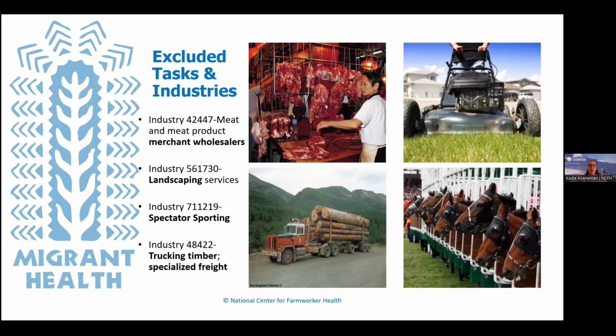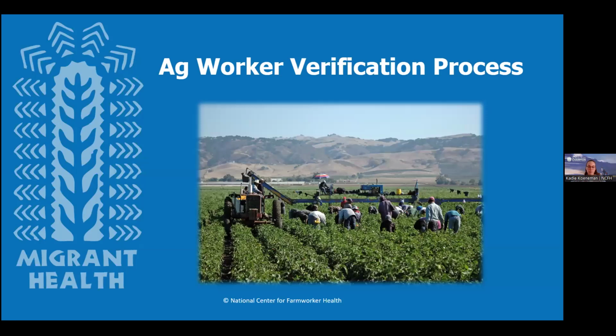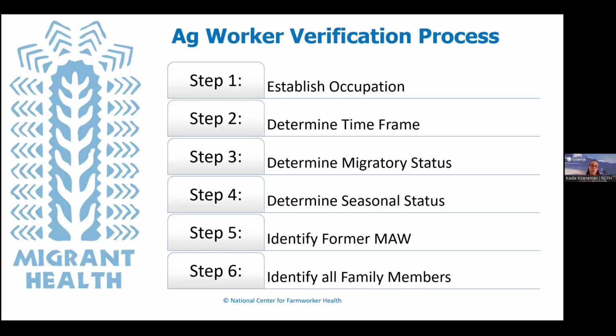Okay, so we've gone over the key definitions for the ag worker verification process and the included and excluded tasks and industries to consider and that meet the definition of agriculture. And so now we're going to move on to the ag worker verification process. There are 6 steps in the ag worker verification process, and we're confident that if you follow all 6 of these steps, you will be able to accurately classify your patient as an agricultural worker, or you'll know that you can't classify them as an agricultural worker.